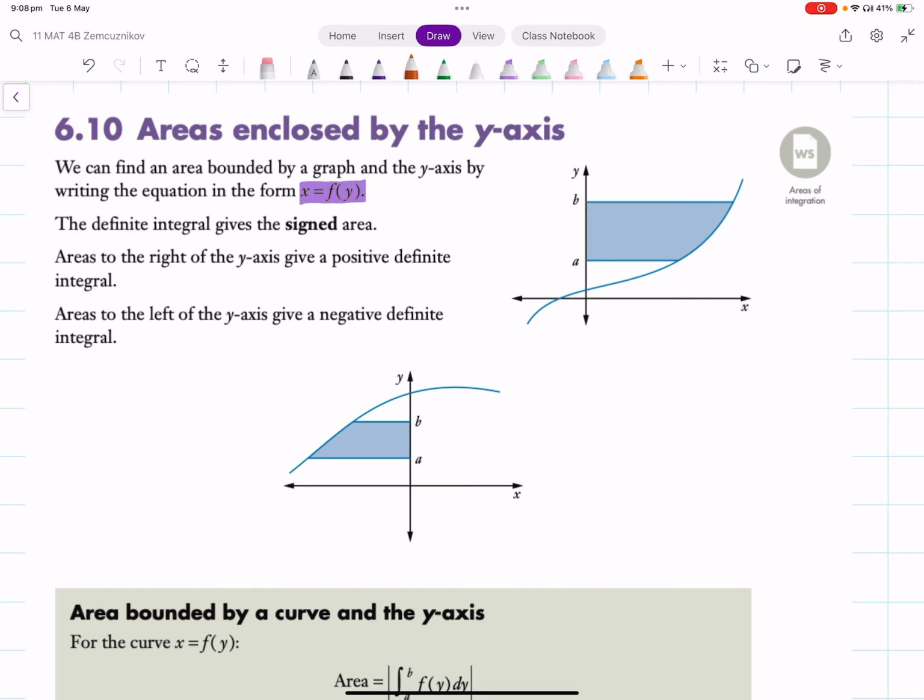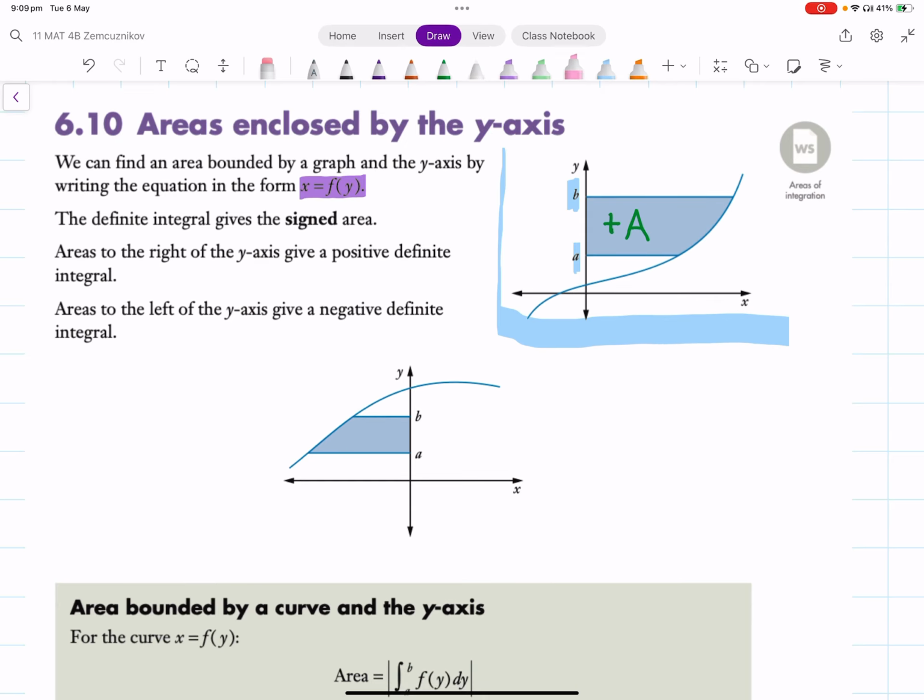If I'm looking at this first graph here, and I start looking at my lower boundary, that's going to be A, and my upper boundary is going to be B. Because the area is to the right of the y-axis, my area is going to end up being positive once I integrate.